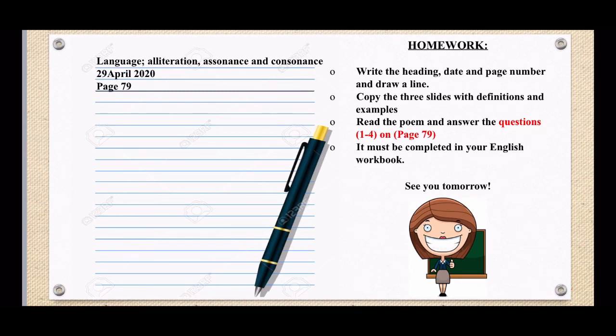Okay, so for homework, I would like you to write the heading, date and page number and draw a line. Then first you need to copy the 3 slides with definitions and examples. So you need to copy the slide about alliteration, assonance and consonants, as well as the examples. So you copy those slides in your book first. Then I would like you to read the poem on your own again, and then answer the questions 1 to 4, which I just read through with you on page 79. And this must be completed in your English workbook.